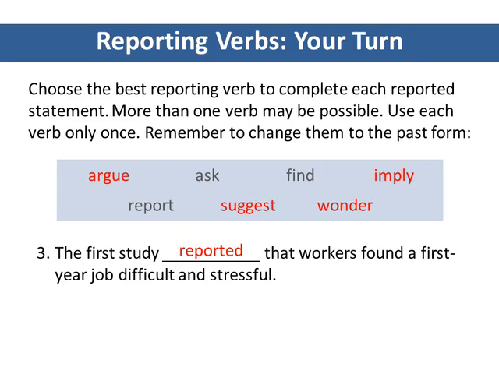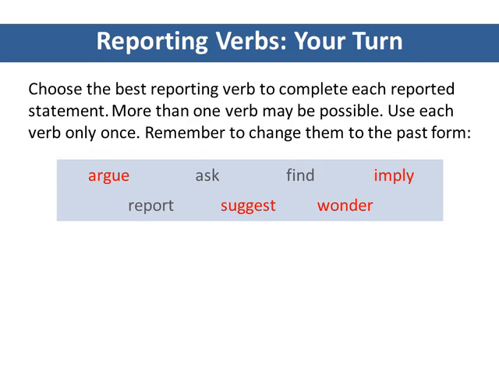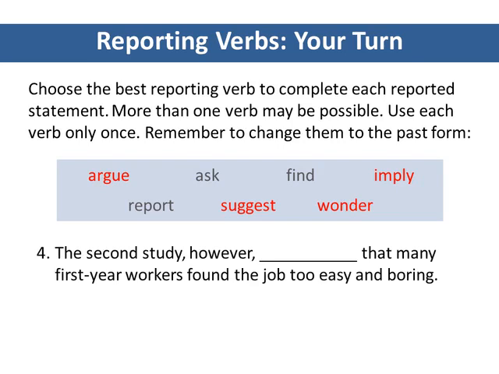Did you choose a different reporting verb? Both argued and suggested would work here, but they changed the meaning slightly. Number 4. This statement is reporting on an opposing opinion. The second study, however, argued that many first-year workers found the job too easy and boring. Again, reported or suggested are possible, but argued more clearly expresses the meaning of opposition.